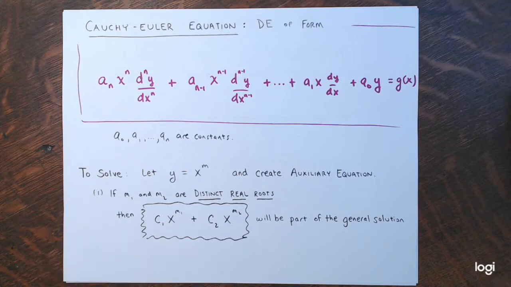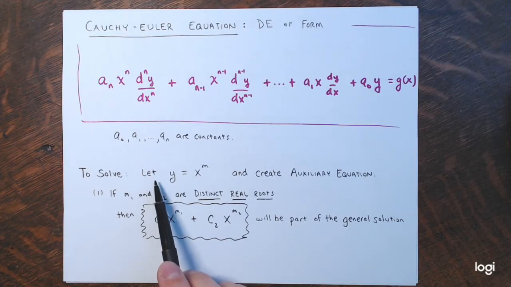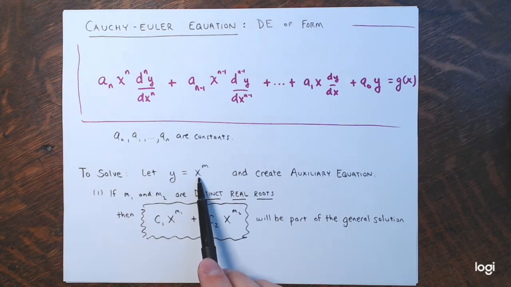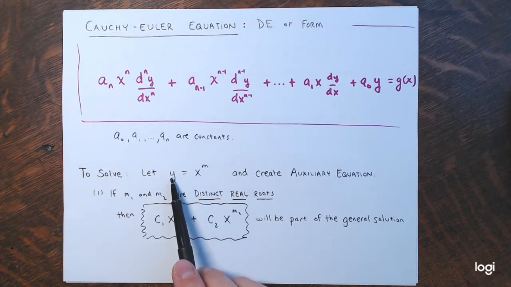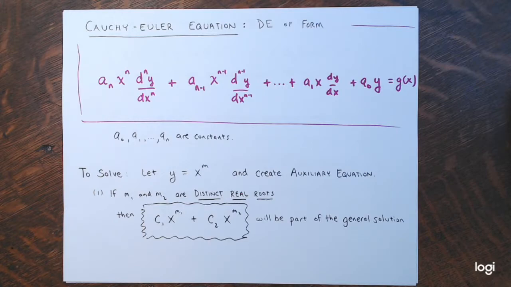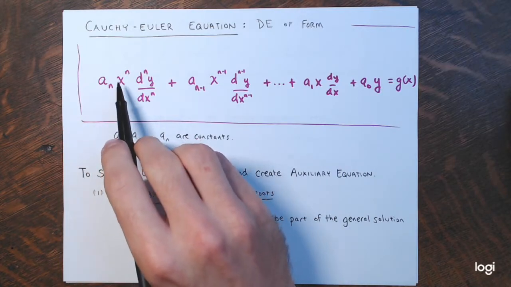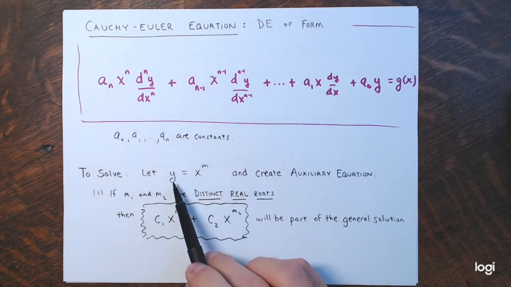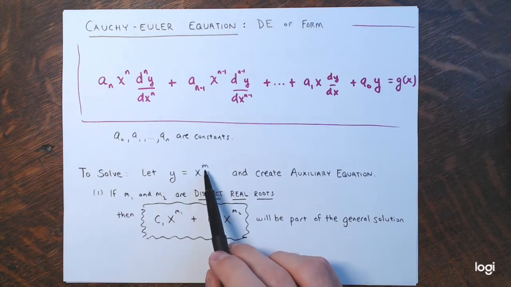Alright, so to solve these Cauchy-Euler equations, at least the homogeneous versions, start off with letting y equal a power of x. When there were constant coefficients, we let y equal some exponential function, e to the mx. Here, when the coefficients are these powers of x, the way to go about solving these is going to be to let y equal a power of x itself, x to the mth power.